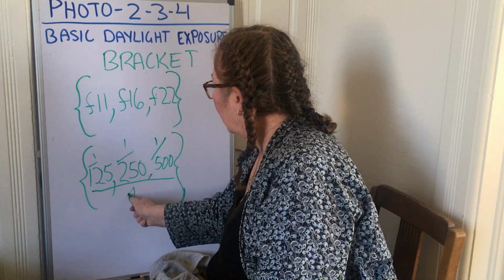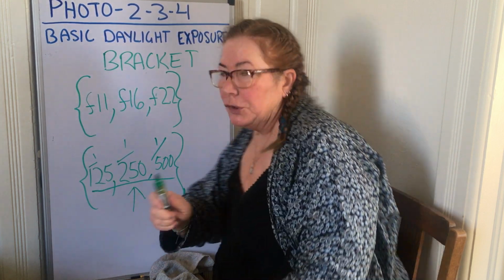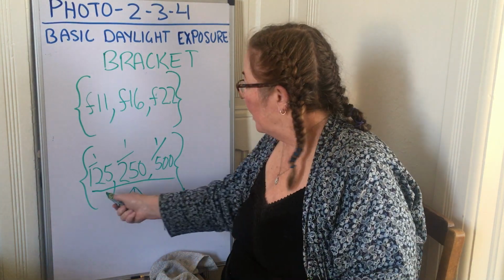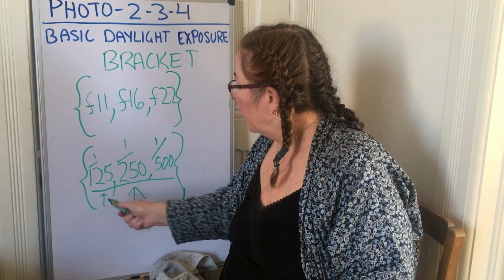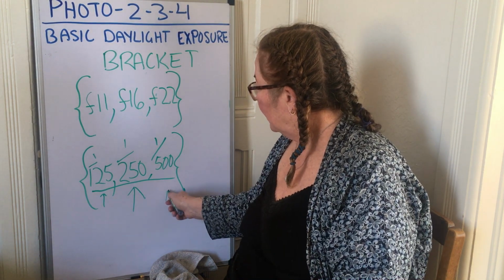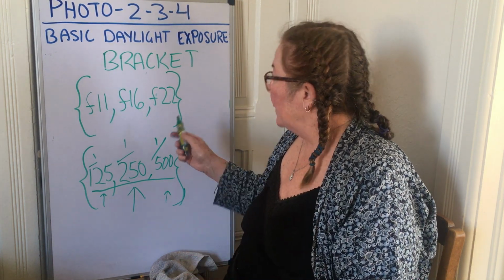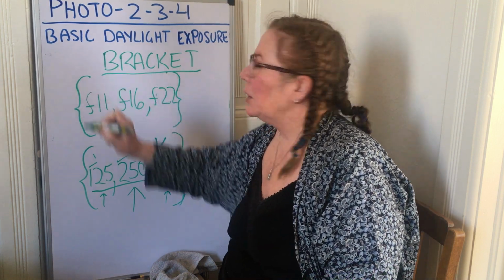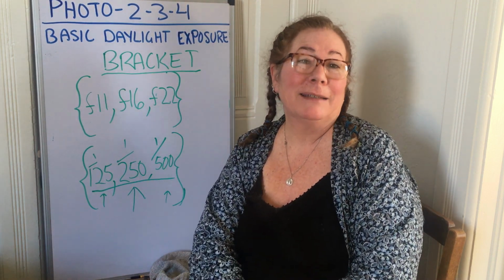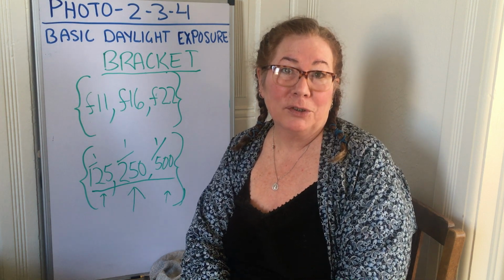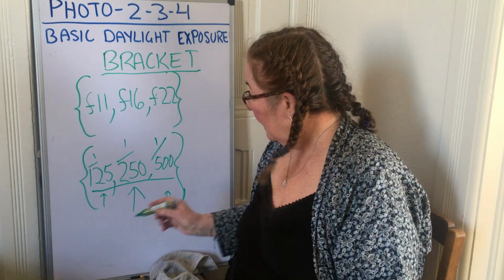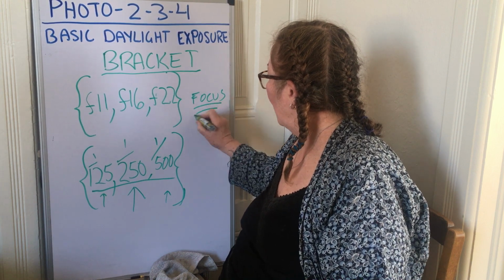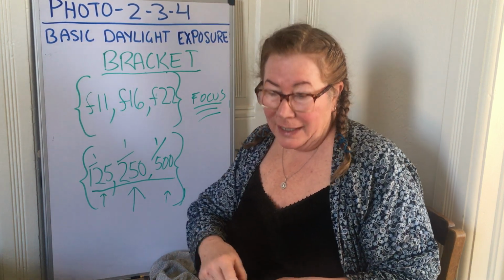This one is the correct exposure, but just to make sure that I get a photo that I like, I'm going to take one that's a little bit overexposed and one that's a little bit underexposed, to make sure that I have insurance. Bracketing is basically insurance that you get the right shot. And the other thing is make sure your focus is right. Focus, focus, focus.